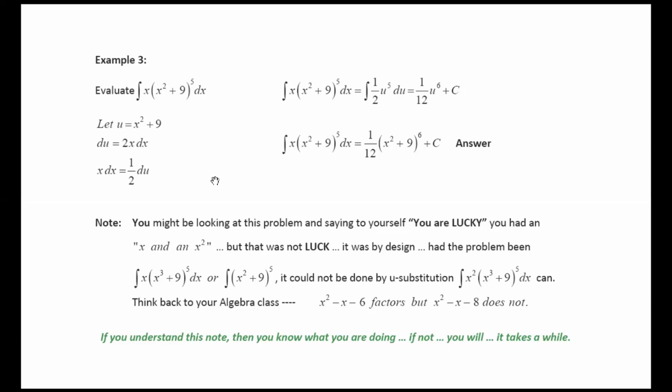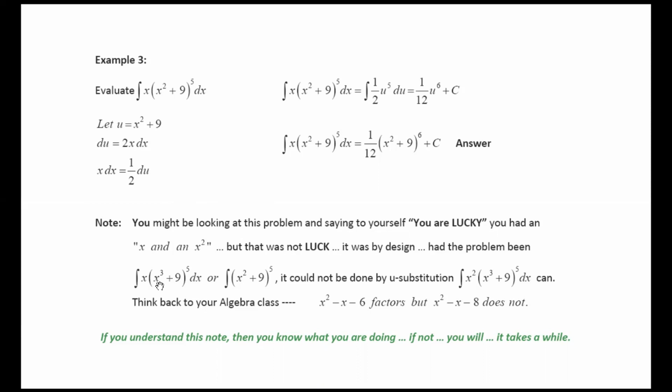Now, if you're studying this problem or stopped it for a minute, you may be saying to yourself, you're lucky. You are lucky that you had x and x squared, because I don't think this would have worked if it had not been that duo, x and x squared. We say to you, you're right. This problem was set up the way it is by design.